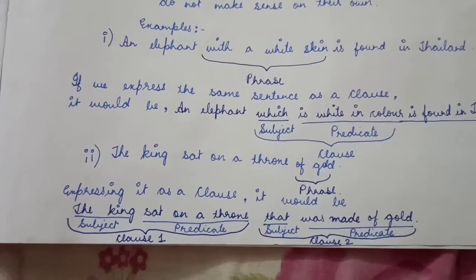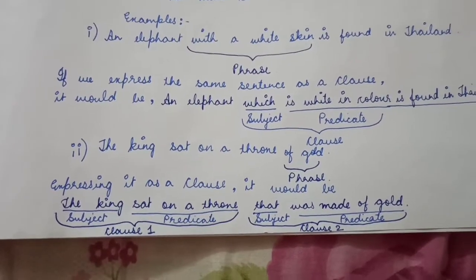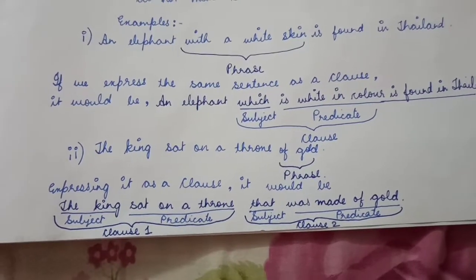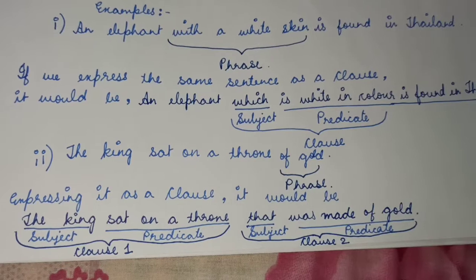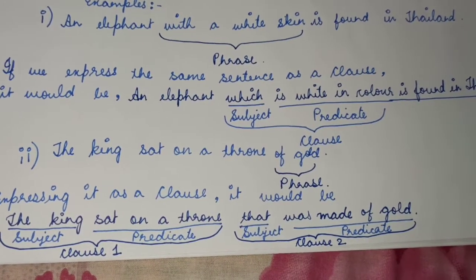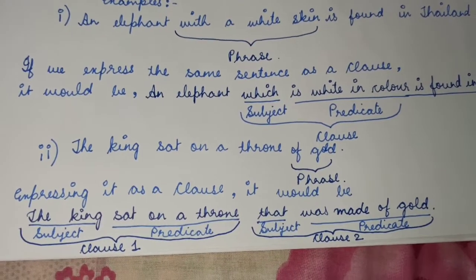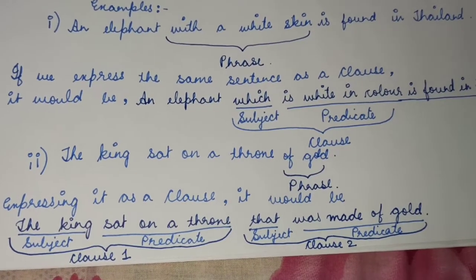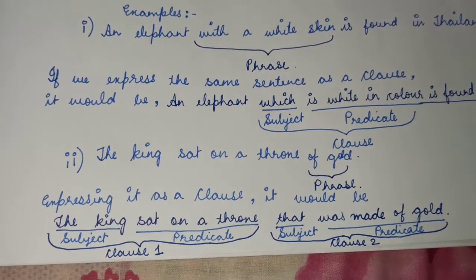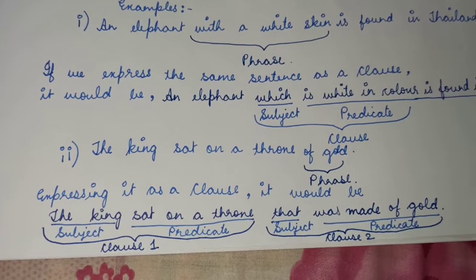Let's move on to the second example. The king sat on a throne of gold. In this sentence, we have a phrase of gold. It is a phrase because it does not have a subject or a verb, and also it does not convey a complete thought. Now, if we express this sentence as a clause, it would be the king sat on a throne that was made of gold.